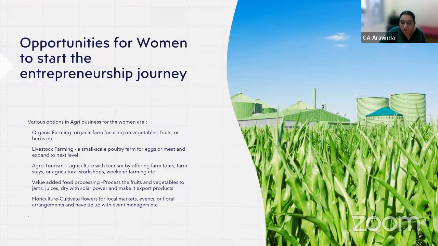Floriculture is one of the areas you can think of, because in the places where there is huge flower production, they can tie up with startups that have floriculture businesses, so that they can provide flower produce regularly and generate revenue from it.